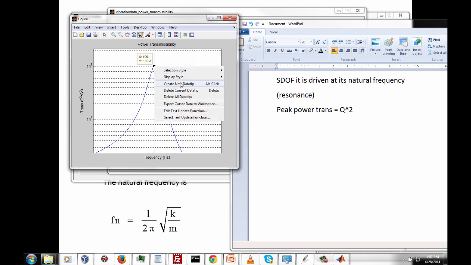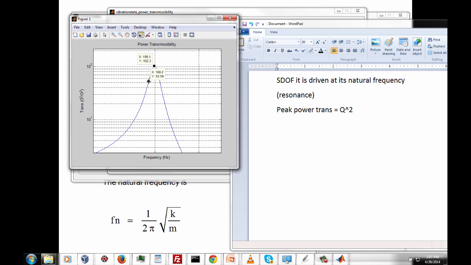Display style, don't worry about that. Create new data tip. Okay, the half power bandwidth points, or we also call these the -3 dB points. So the y is about 100. So let's set y equal to 50 roughly by moving this cursor around.